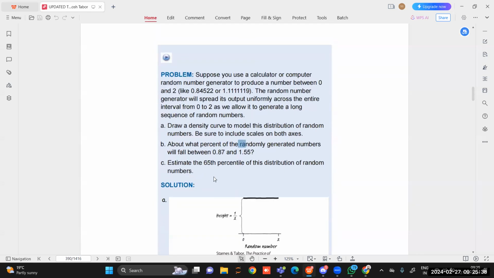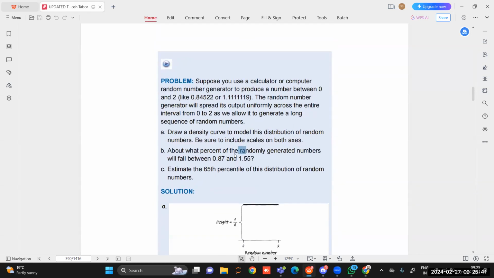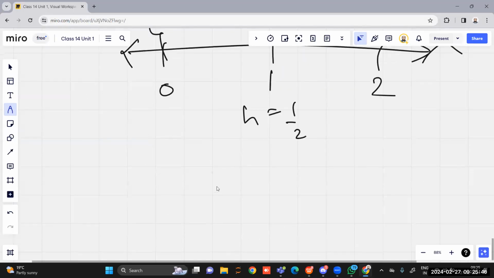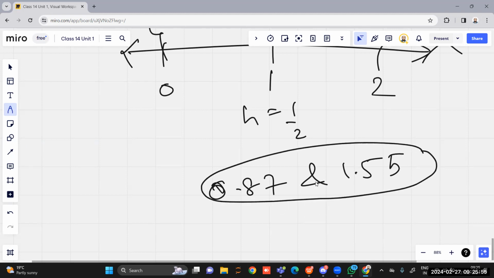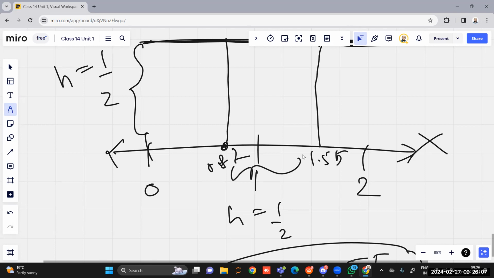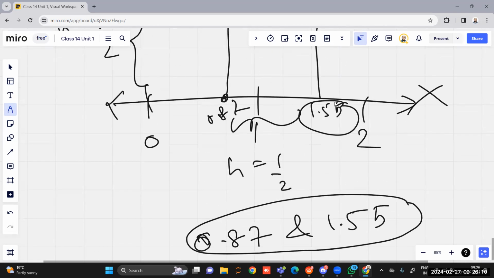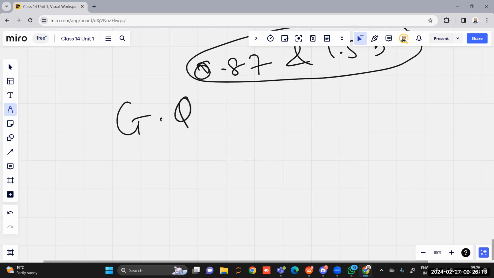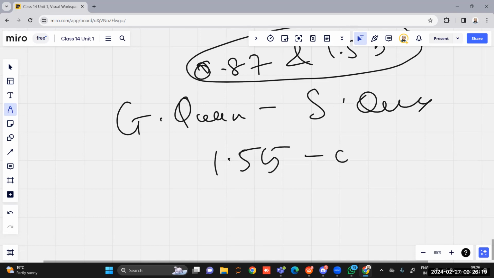Okay, the next question is: about what percent of the randomly generated numbers will fall between 0.87 and 1.55? That's a good question. We need to calculate the percentage of numbers falling between 0.87 and 1.55. 0.87 will be somewhere here and 1.55 somewhere here. So what is the base between them? How will we calculate the distance? The greater quantity minus the smaller quantity. So it will be 1.55 minus 0.87.